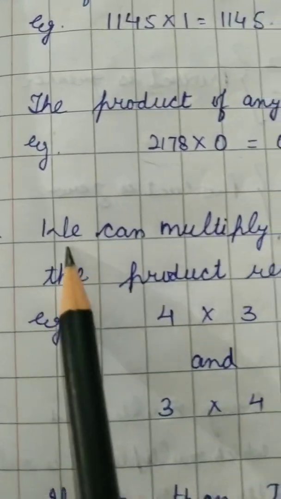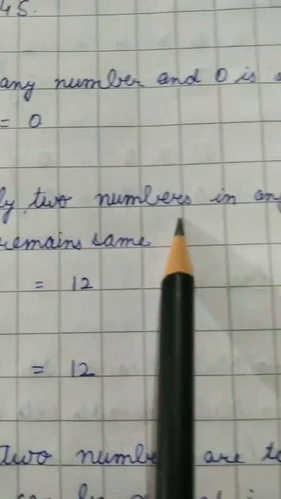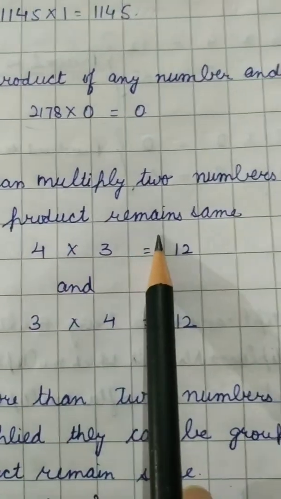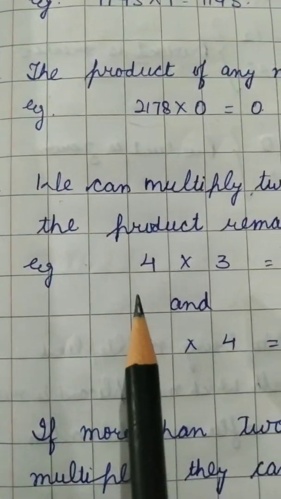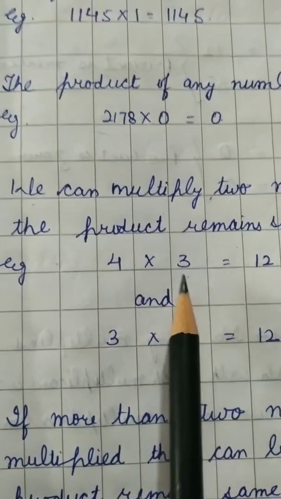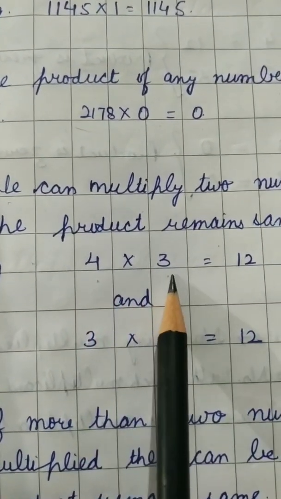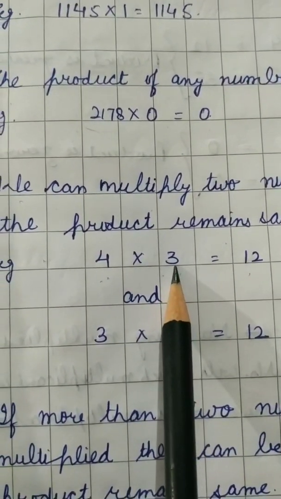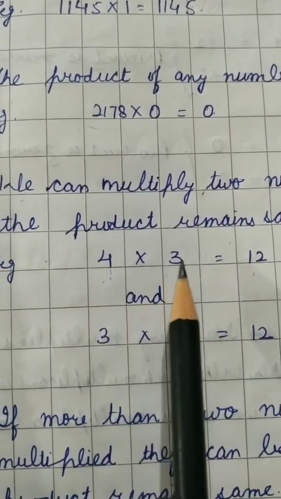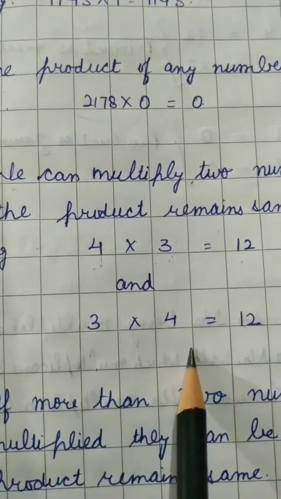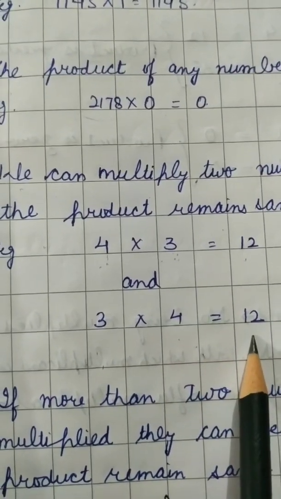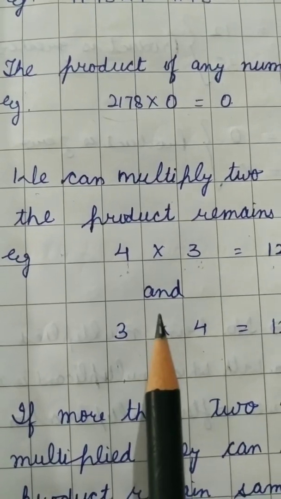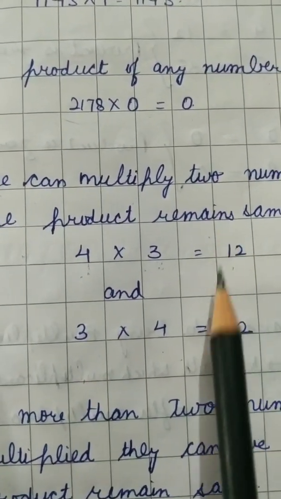Now third one is, we can multiply two numbers in any order. The product remains the same. See, here I have taken an example 4 into 3. Here the first number is 4 and the second number is 3. 4 3s are 12. But if I change the order, means 3 I will keep in the first place and 4 in the second place, like this, 3 into 4, then also the answer is 12. So it doesn't matter what the order of the numbers may be, the product remains the same.